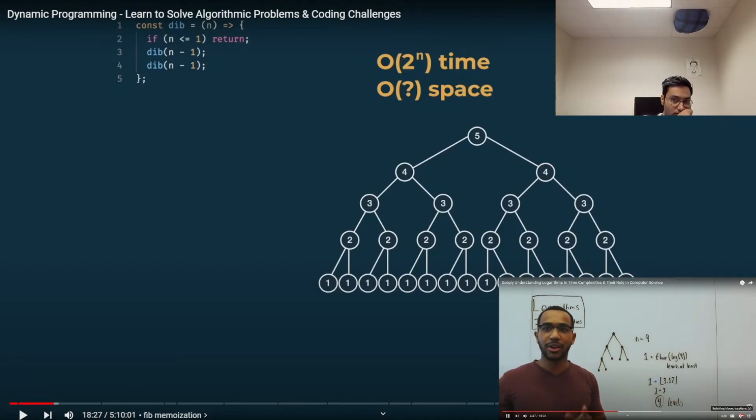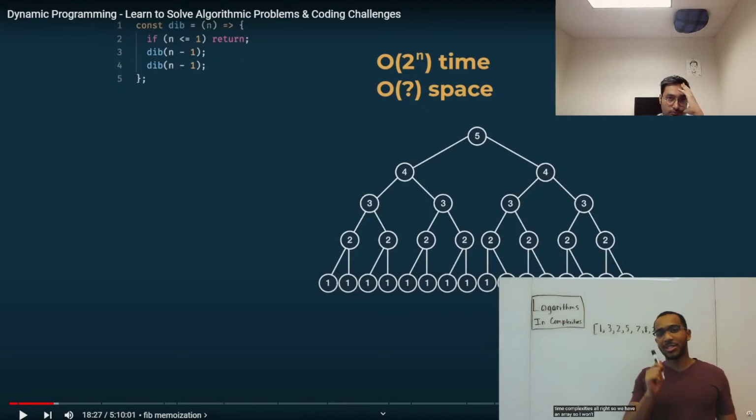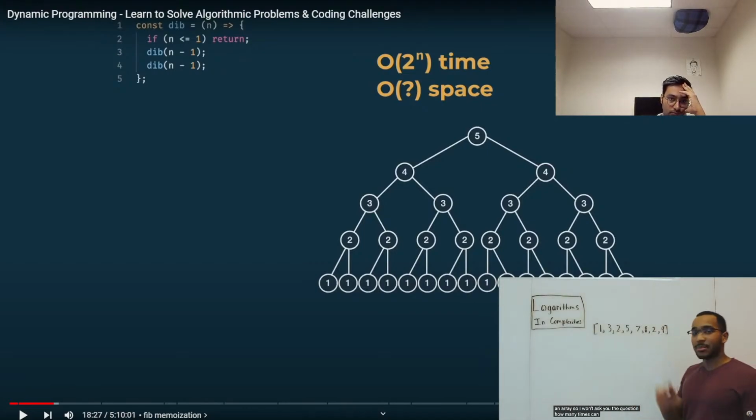Now let's look at other implications of where we use logarithms, and we'll notice them in time complexities. All right, so we have an array. So I want to ask you the question, how many times can we cut this in half? And let me give you a little help. This is all you need to know: how many times you can cut this in half until we get to one item.